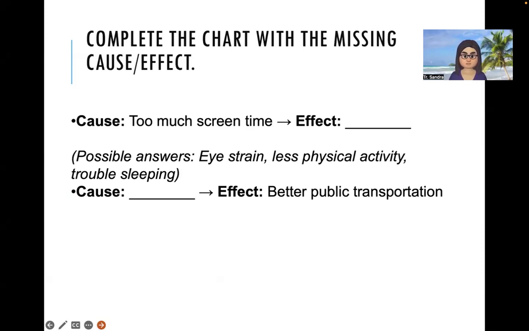Government. Yes, right, government. So government should take an action, right? So that's why government investments, and then what else? Since I live in an urban area, that's why we get better public transportation.